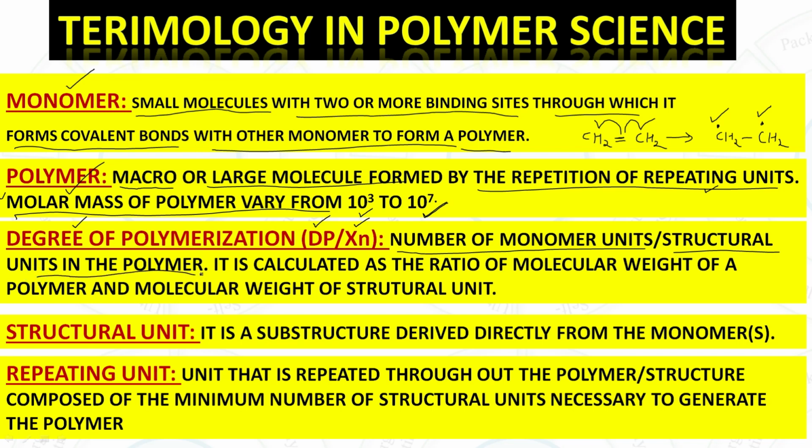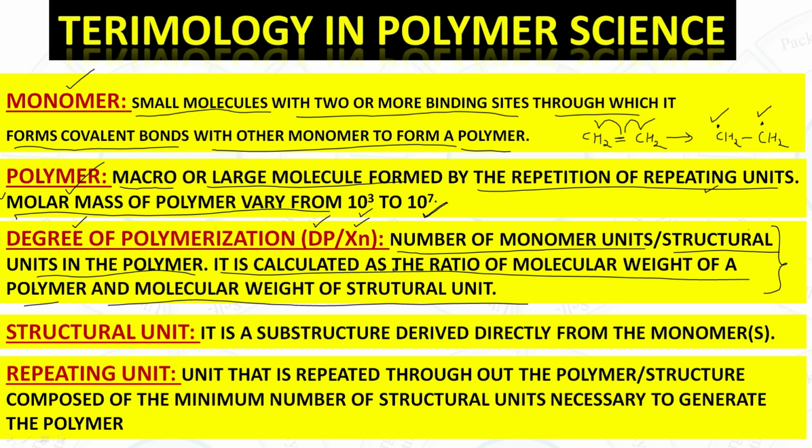Say you have synthesized a particular polymer. What you can do is count the monomeric units, which are also known as the structural units. That particular number of monomeric units is basically the degree of polymerization, and degree of polymerization is calculated as the ratio of the molecular weight of the polymer and the molecular weight of the structural unit. This thing is very, very important, you should know, right?